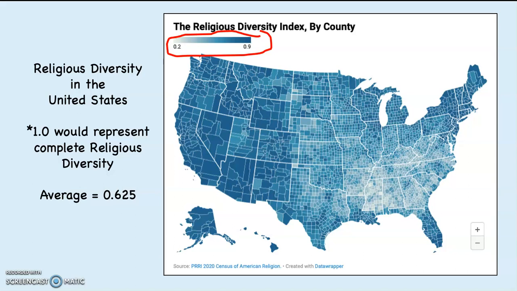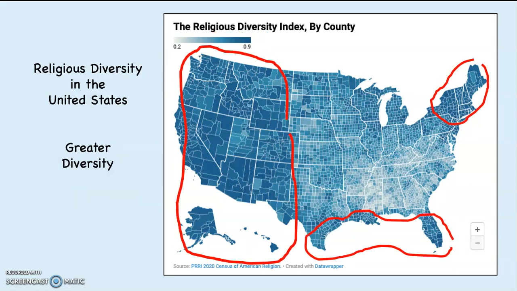That means everybody in the county accounts for basically every version of religion. So you have complete diversity, equal numbers all the way across the county. Now, the average in the United States is 0.625. So relatively diverse, but in some places you can see it's significantly more diverse than in other areas.